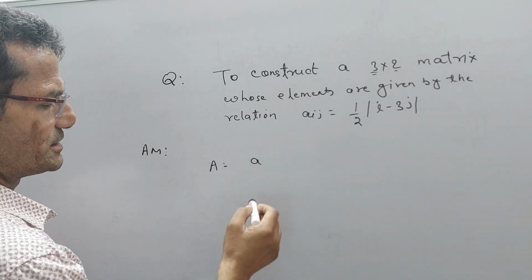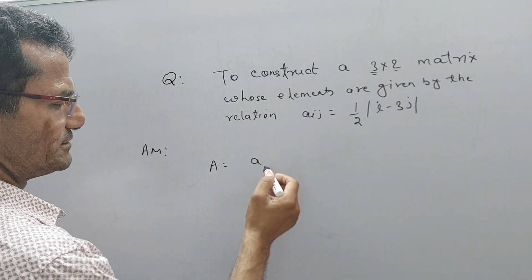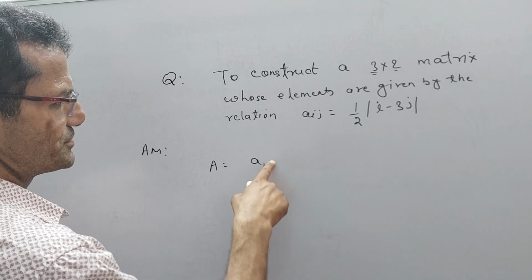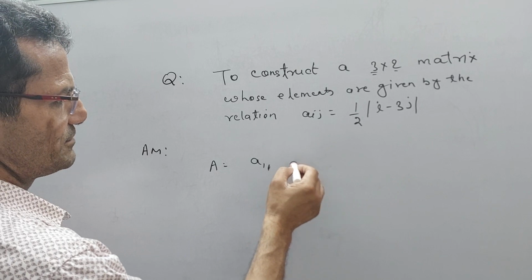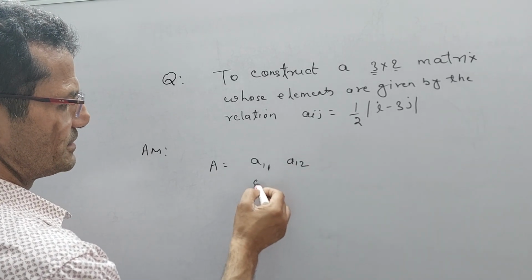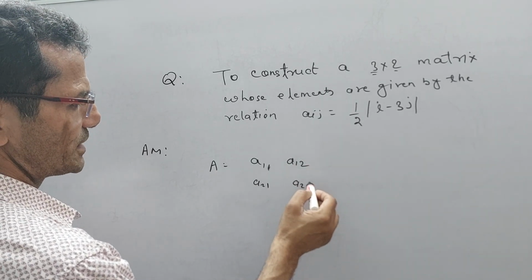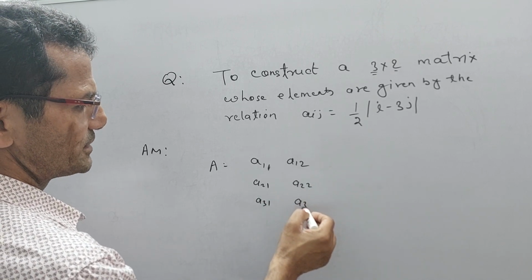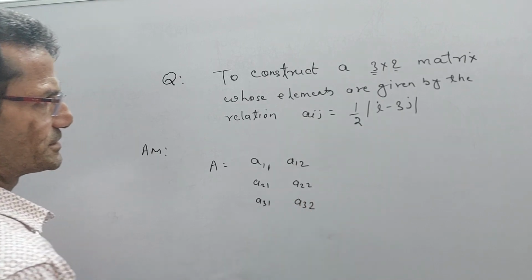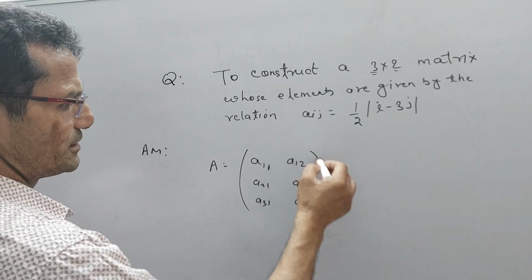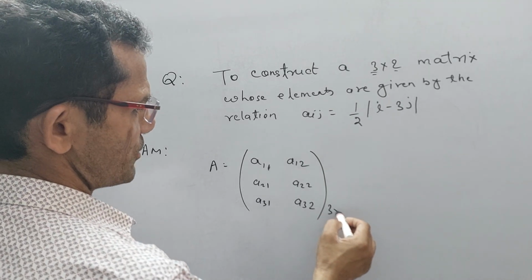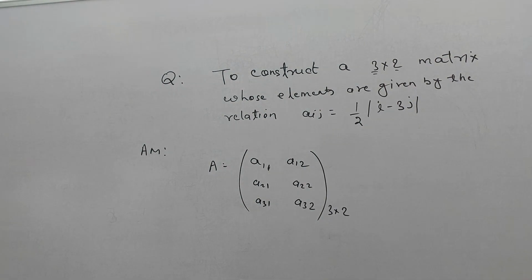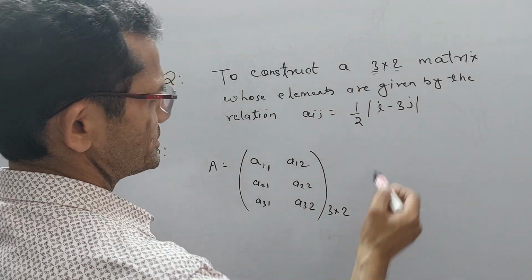So we have to write the elements of this matrix in generalized format: first row first column, first row second column, second row first column, second row second column, third row first column, third row second column. So this is our 3 by 2 order matrix. Its order is 3 rows and 2 columns. So one by one we go.